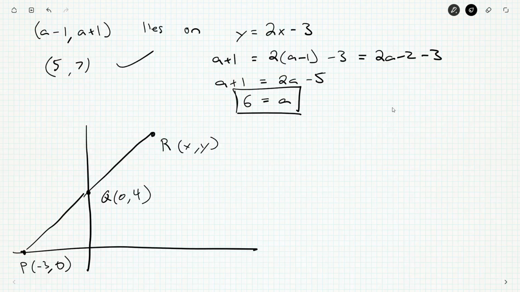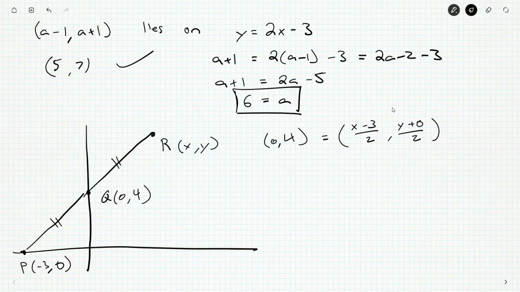We could recognize Q is the midpoint, because we're told that these are the same lengths. Okay, and if Q is the midpoint, well, there's a formula to get the midpoint in terms of the endpoints, P and R, and that would tell me that the coordinates of Q, 0, 4, is the average of the coordinates of P and R. Okay, this gives us a series of equations that allow us to solve, and we'd see that x is 3 and y is going to be 8.